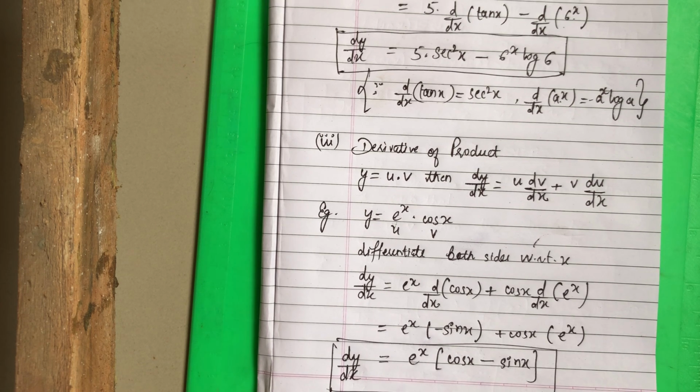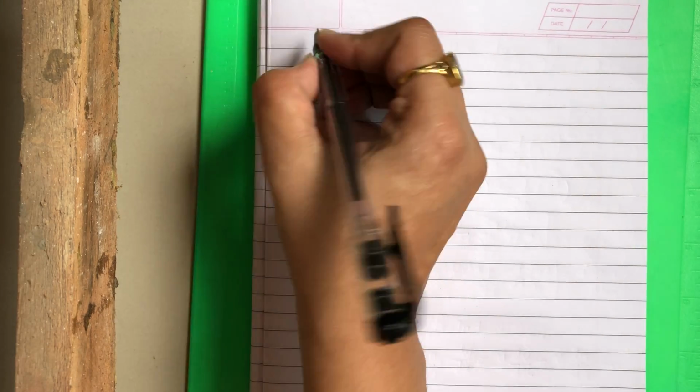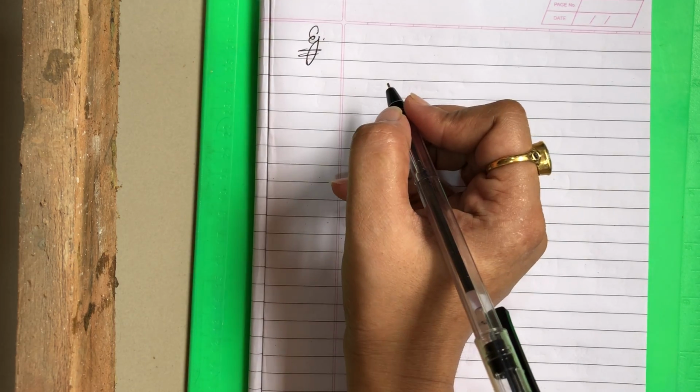So the result for this answer is dy by dx is equal to e raised to the power x cos x minus sin x. This is your third rule, product rule. So one more example we can take for u dot v for better understanding.